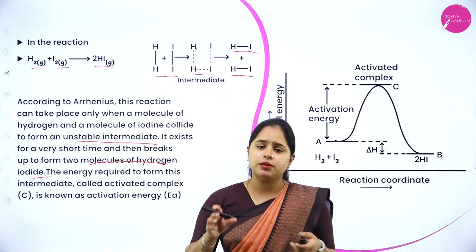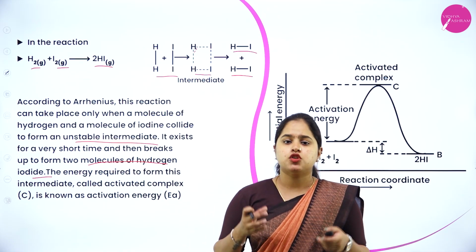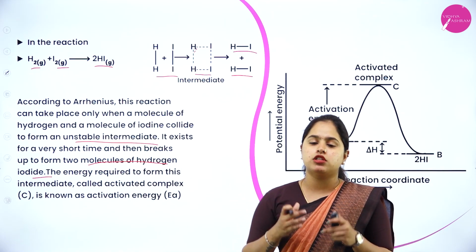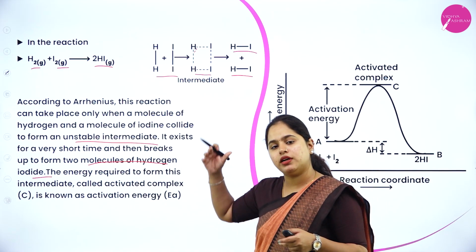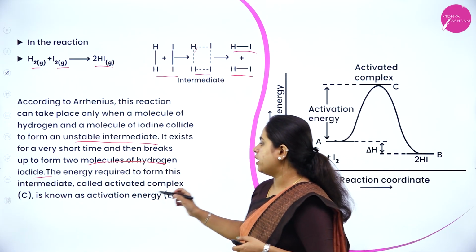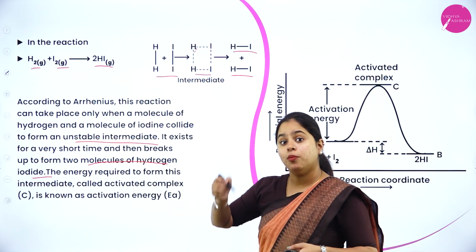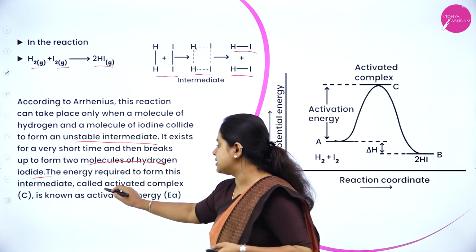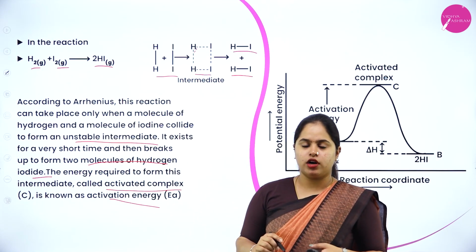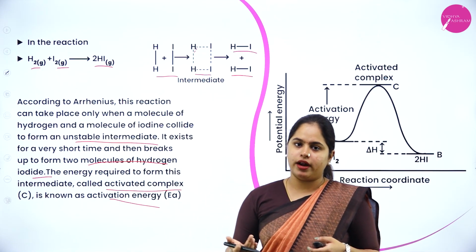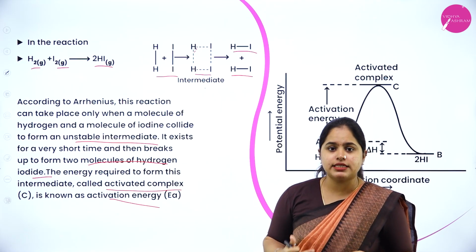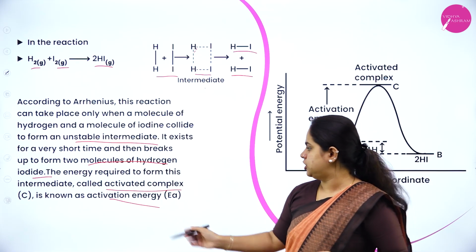Okay, so this intermediate state is very unstable. Very unstable means it can't stay in that form for a long time. Immediately the bonds will break and start forming, and what happened? You will get 2 molecules of hydrogen iodide, HI. The energy required to form this intermediate, which is called the activated complex, is known as activation energy. We have already studied that the energy which is required for the reactants to form this particular intermediate is called the activation energy, which is EA.